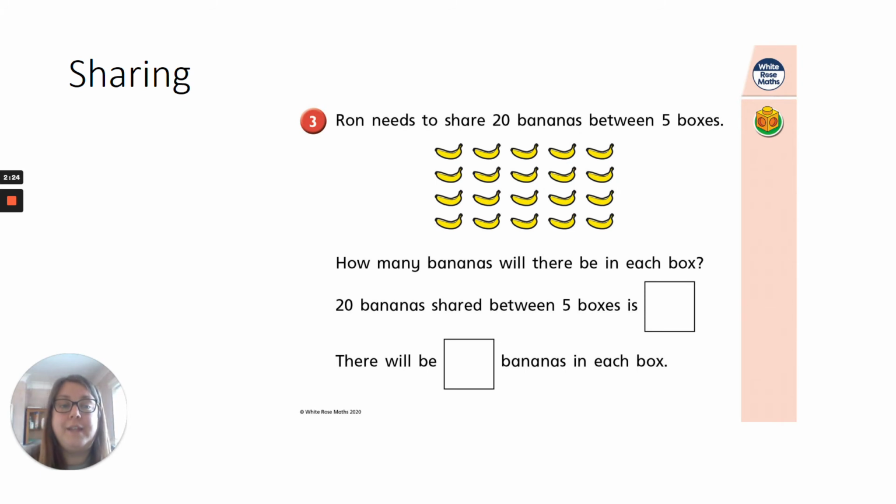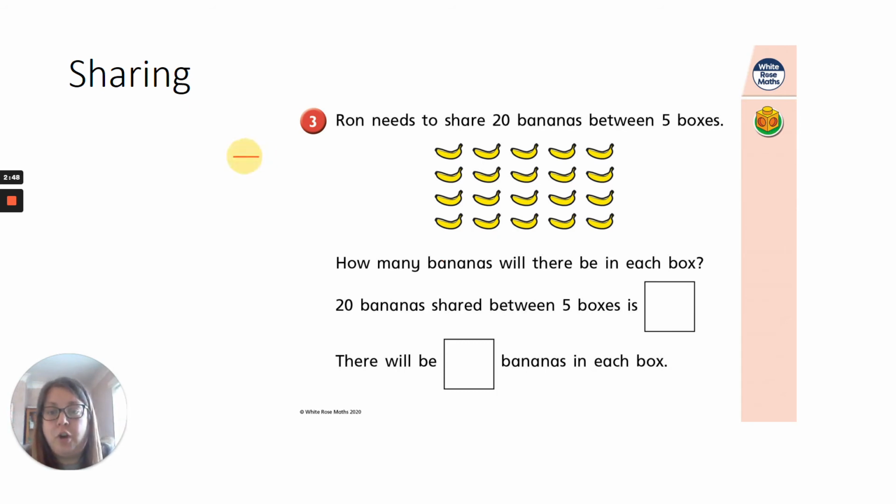Okay, this time a little bit trickier. Ron needs to share 20 bananas between 5 boxes. So how many bananas will there be in each box? So if 20 bananas are shared between 5 boxes, how many is that? You need to draw the bananas and draw the boxes, so draw 5 boxes and draw bananas in them.